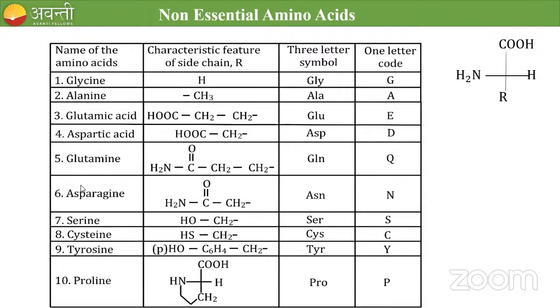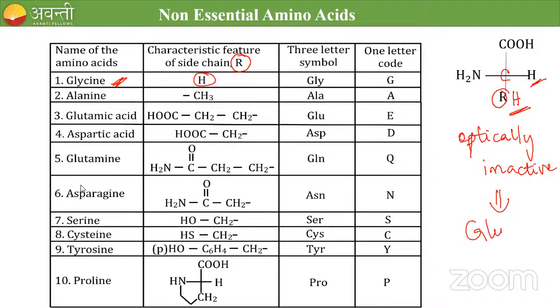So these are the 10 non-essential amino acids. And you see here glycine. The R group of glycine is hydrogen. So if you substitute hydrogen, then this carbon is not a chiral carbon, right? Because 2 groups are the same, 2 groups are hydrogen. So it is an optically inactive amino acid. The only optically inactive amino acid is glycine.